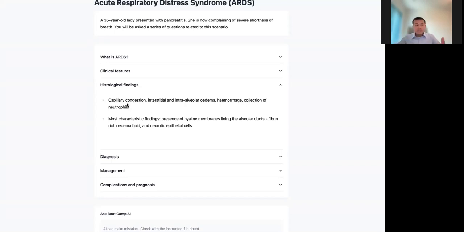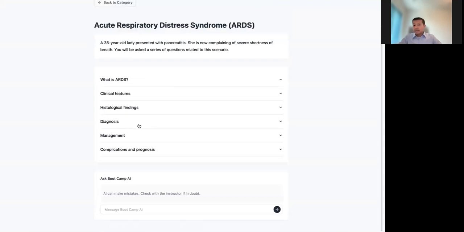So histological findings, you'll see the capillary congestion and the edema, both interstitial and intraalveolar. That causes fluid accumulation in the alveolar membrane and impairs the gas exchange, as well as causing disruption in the production of the surfactant. We'll talk about that surfactant in the management part a little later on. And then it could be hemorrhage or collection of the neutrophils as well. The most characteristic finding is the presence of hyaline membranes lining the alveolar ducts. That's the fibrin-rich edema fluid and necrotic epithelial cells together with the neutrophils and the other inflammatory cells.